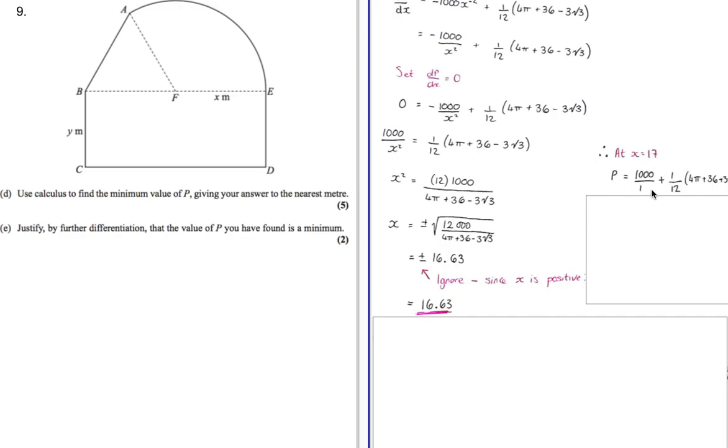16.63. Substitute that into the P equation. And we're going to have 120.24. However, it's asking for the nearest metre, so we're just going to round down to 120 metres. And that's our final answer, our P value, not our x value.